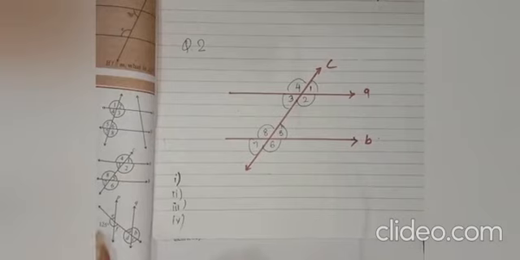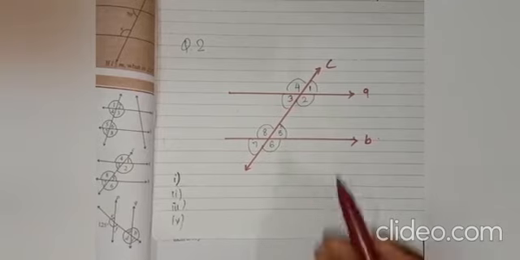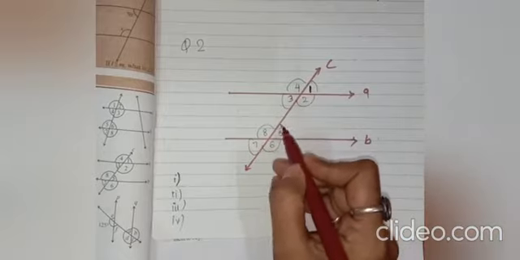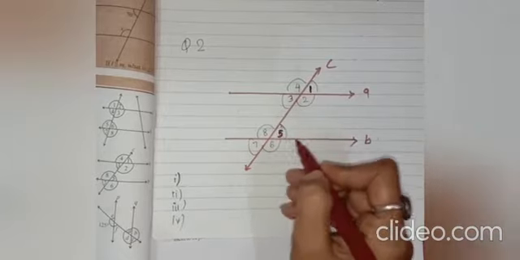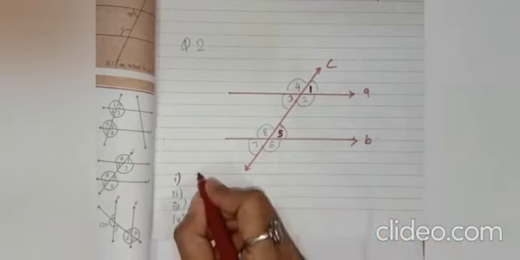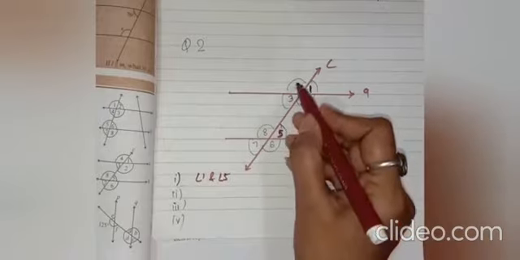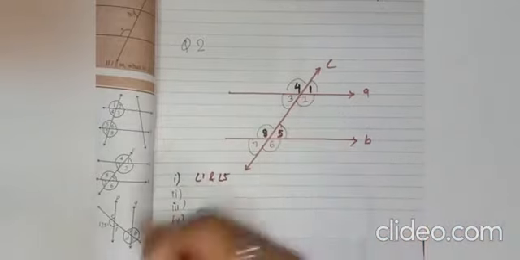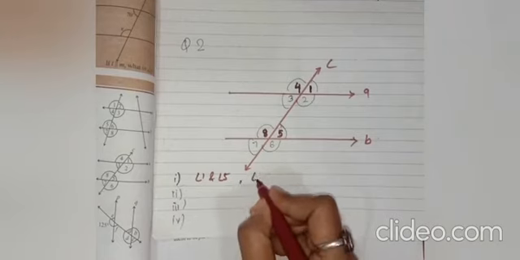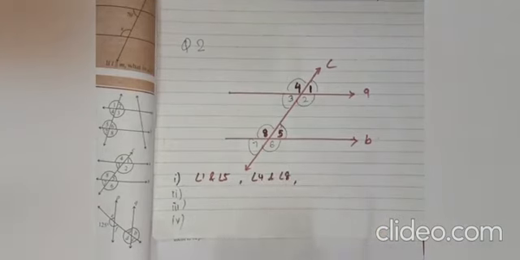Question number 2. In the adjoining figure, identify first pair of corresponding angles. Now let us find out the corresponding angles which form the shape of F. Okay, remember. So first pair, angle 1 and angle 5. Here same right hand side of the transversal, so you will write angle 1 and angle 5. Next is angle 4 and angle 8 on the left hand side of the transversal, so write down angle 4 and angle 8.